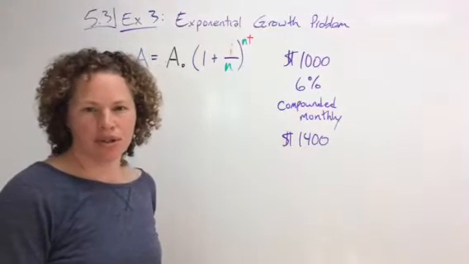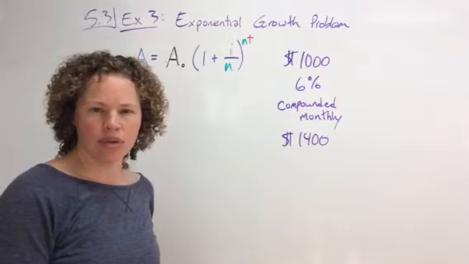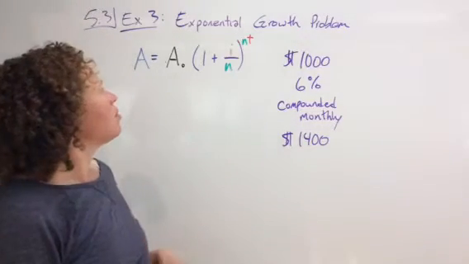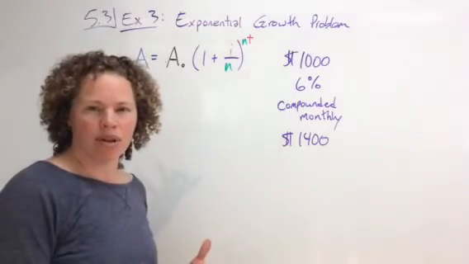So I skipped example 2 because it's a lot like example 1. You just have to review your rules and kind of play with it. If you need help, let me know. Otherwise, we're going to go to example 3, which is an exponential growth problem solving.